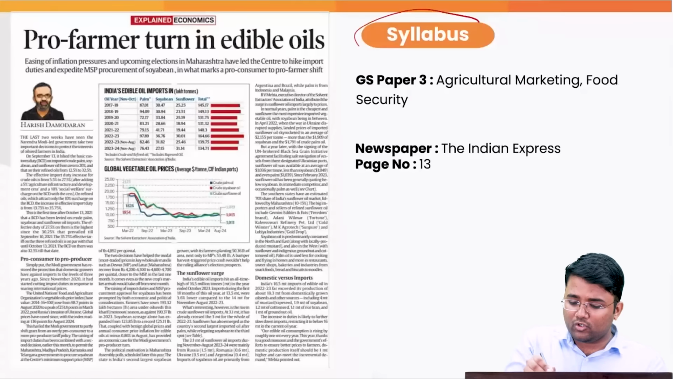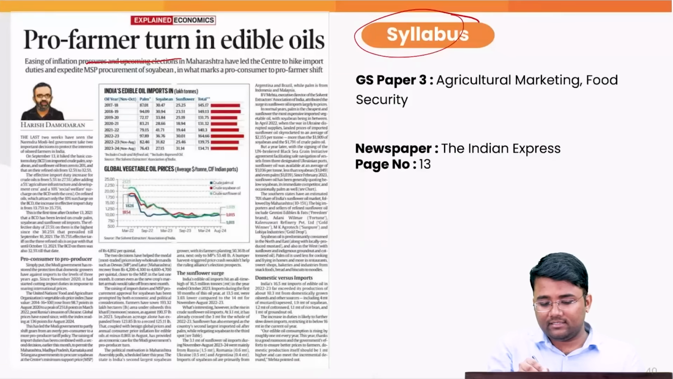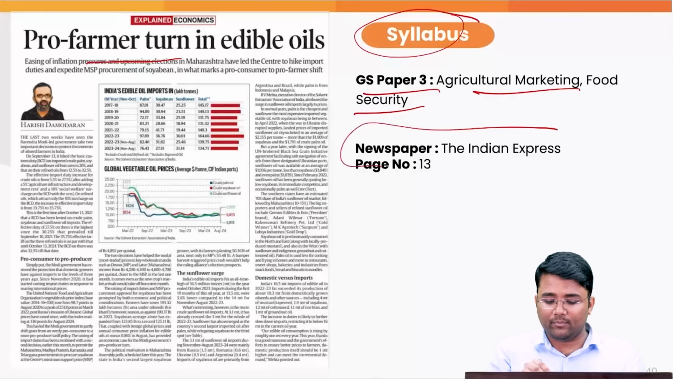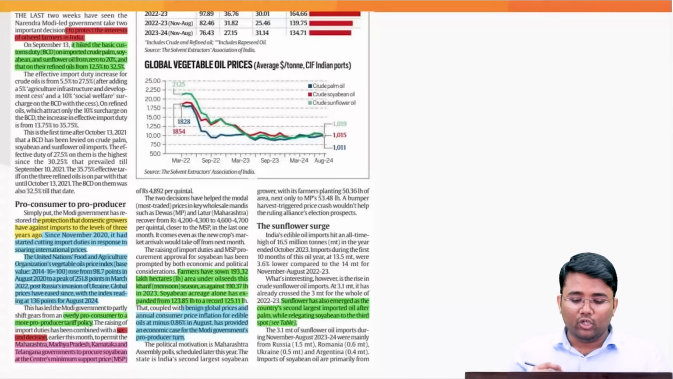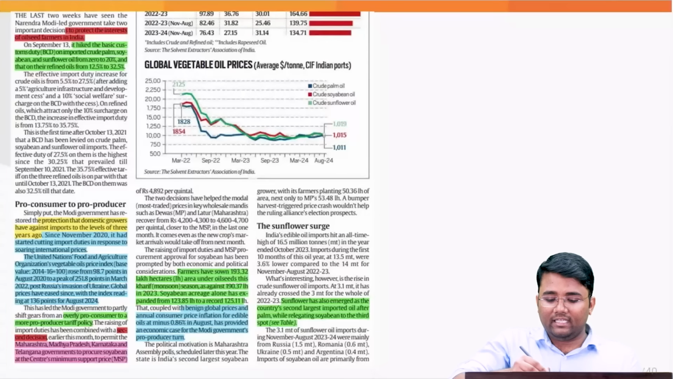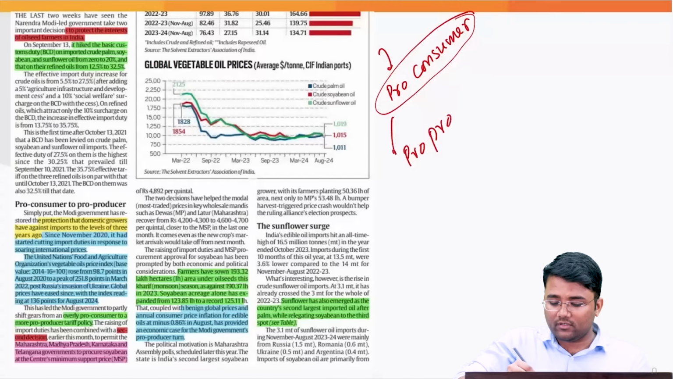The next topic is the pro-farmer turn in edible oils. This is related to GS Paper 3, agriculture, marketing, food security, and this has appeared in today's Indian Express newspaper, page number 13. So what is happening, in short, is that earlier the government was focusing on being pro-consumer, but now they have shifted to pro-producer.